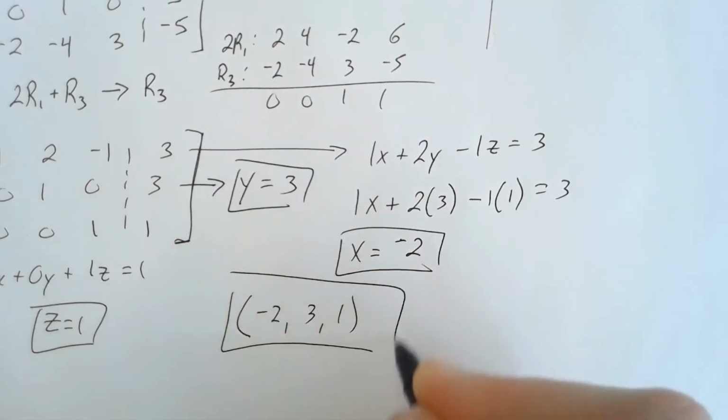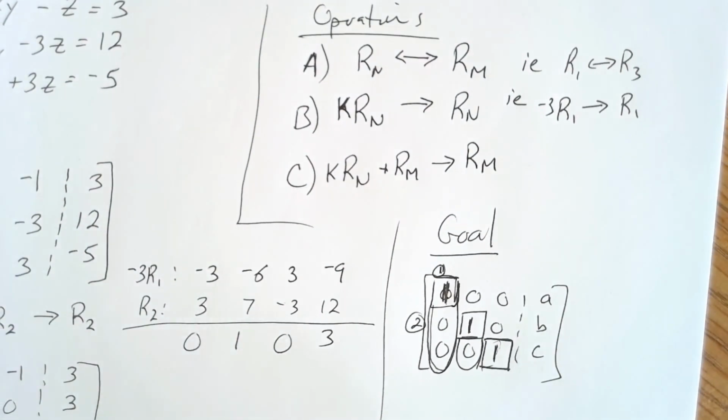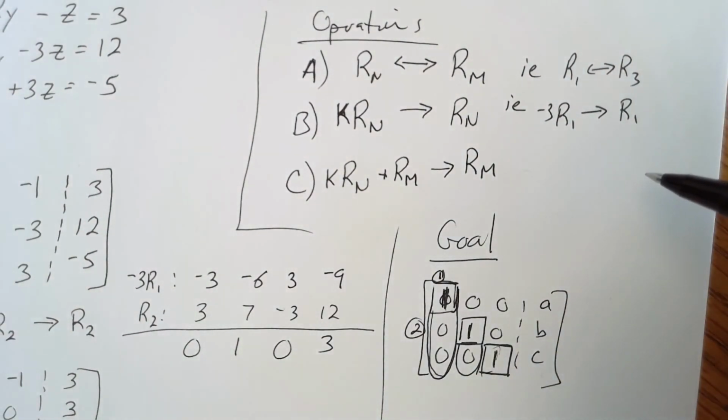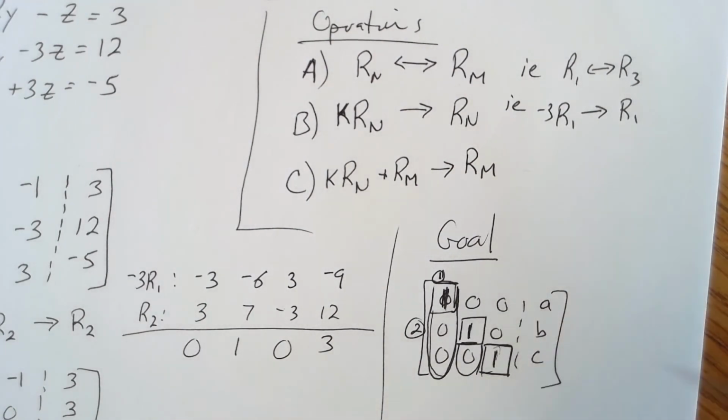And yes, it is absolutely important that you write it in the correct order: X, Y, Z. So again, those are the 3 operations you're allowed to use in matrices. Those are the only 3 operations, and notice they are all row operations, not column operations. And these are the goals that we're headed for: 1, 0, 0, 1, 0, and then 1. And that's how we solve matrices.